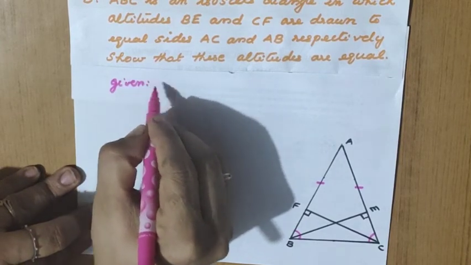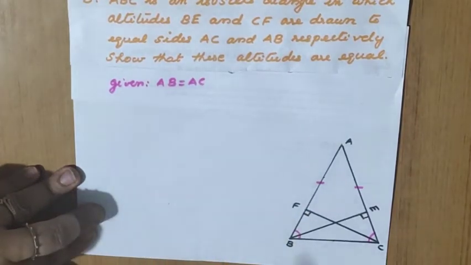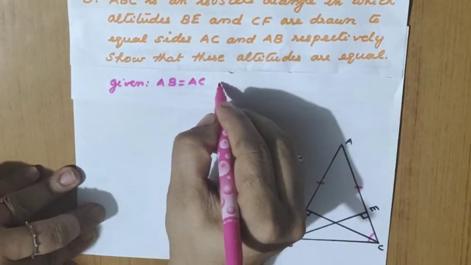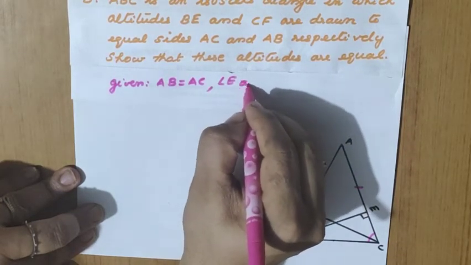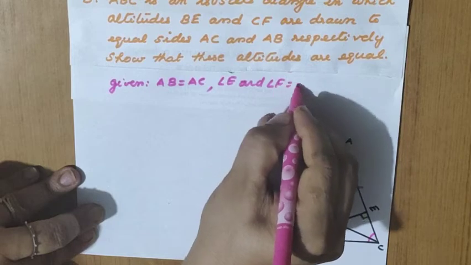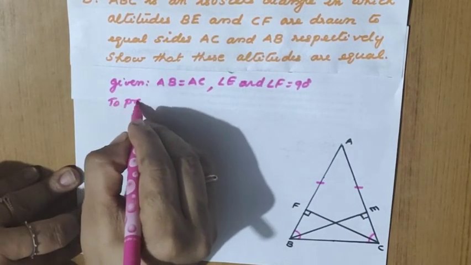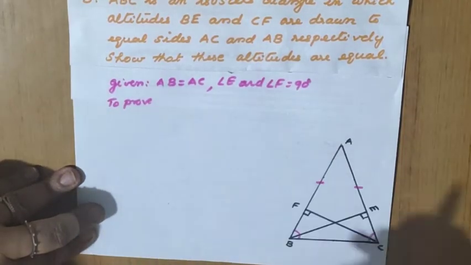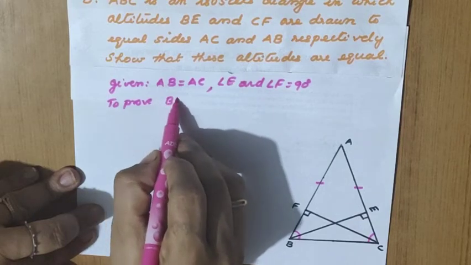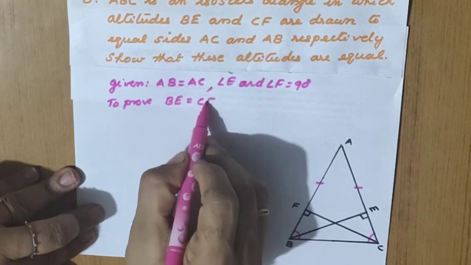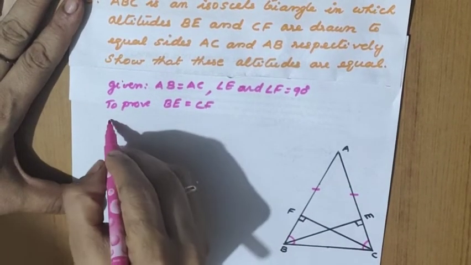What is given? AB equal to AC, and also BE and CF are altitudes, so we can write that angle E equal to angle F equal to 90 degrees, right? Next, to prove: the altitudes are equal. Which are the altitudes? BE equal to CF. So we can write the proof.